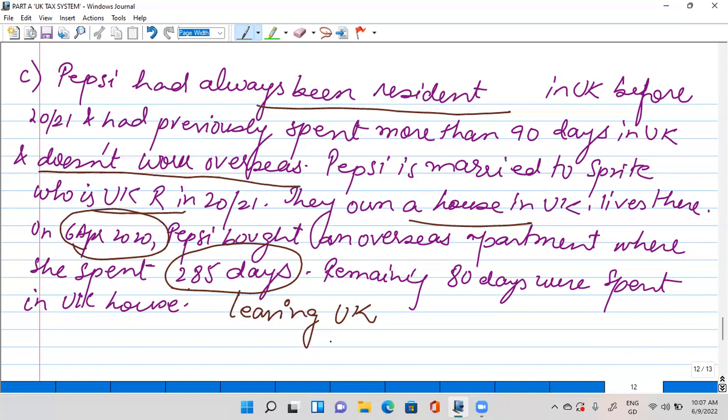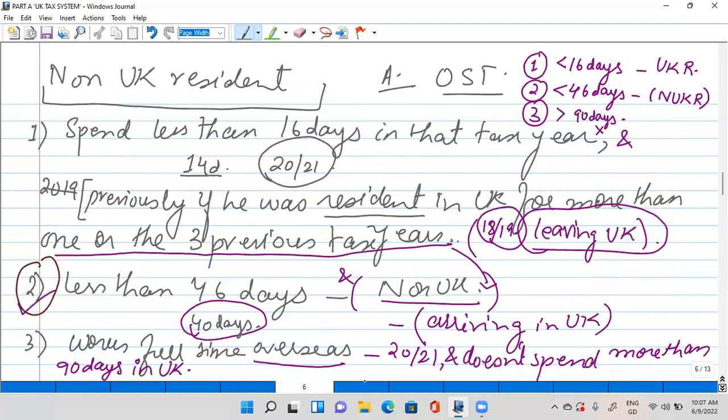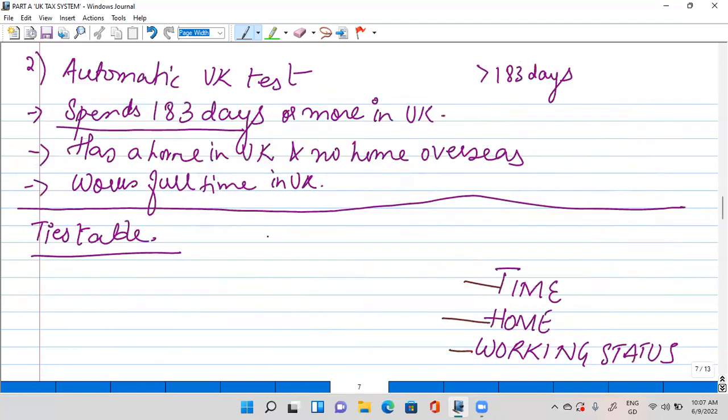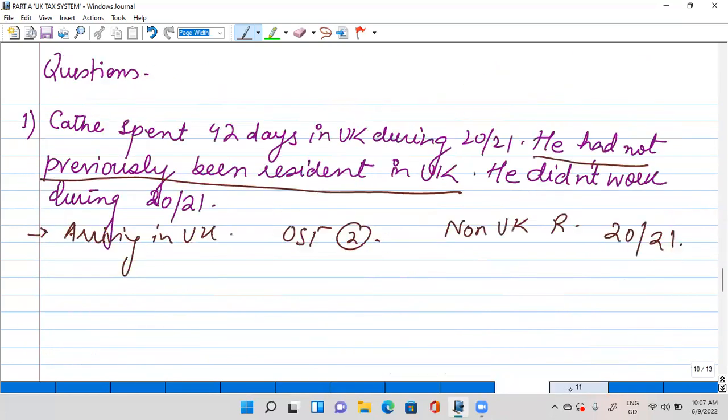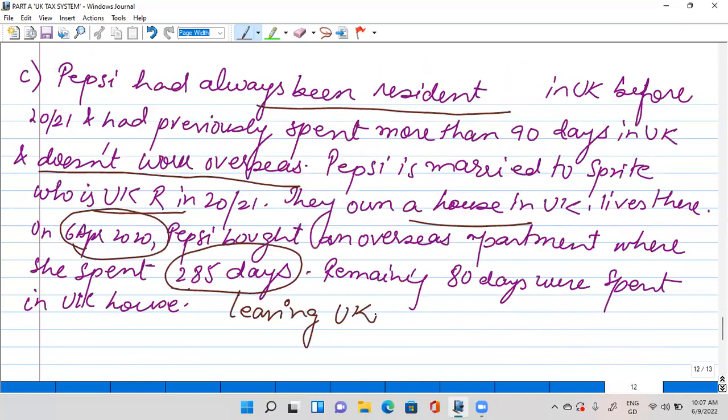The second test we will do is for UK resident. Does she meet this test? What do you think? She does not satisfy any of the automatic UK tests because she is spending more than 183 days overseas. So she does not satisfy the UK test as well. She has an overseas home and she doesn't work in the UK. So for these conditions, we are going to do the sufficient ties test.